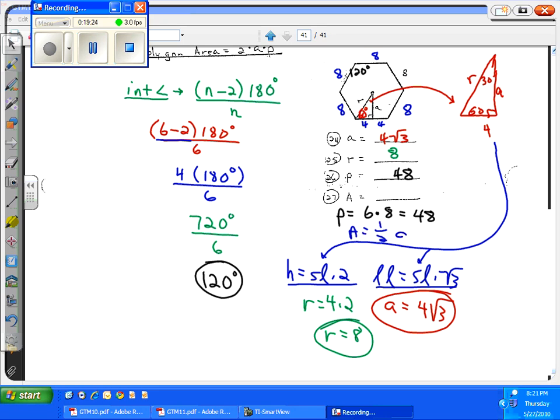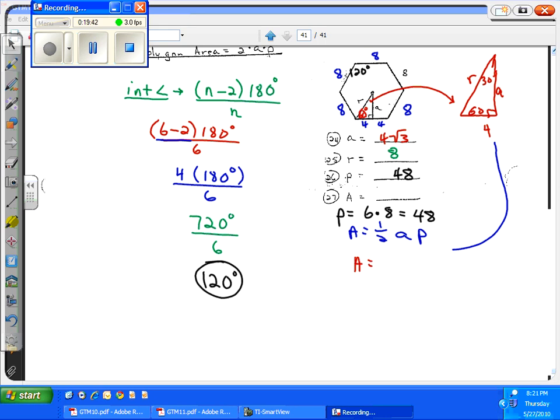Area. Area is 1/2 apothem times perimeter. So I'm going to erase this so we can see that. So we're going to have area equal 1/2 times the apothem, which is 4 square root 3, times the perimeter, which is 48. And so we get area equal, half of 8 is 4. 4 times 48 is 160 plus 32, 192. So the area is 192.